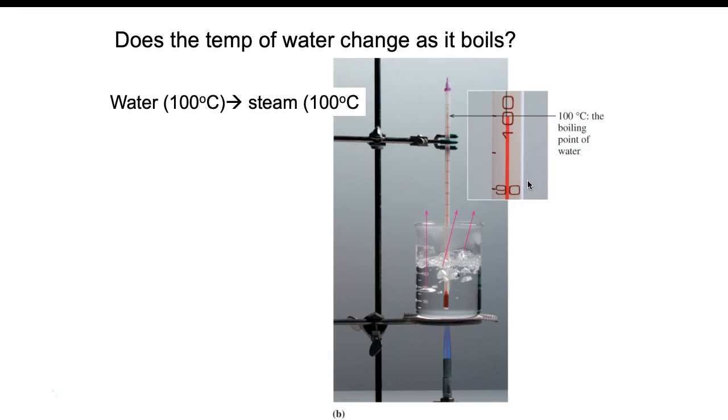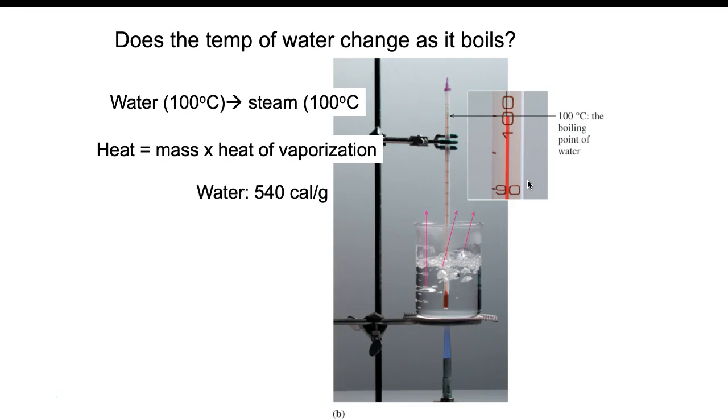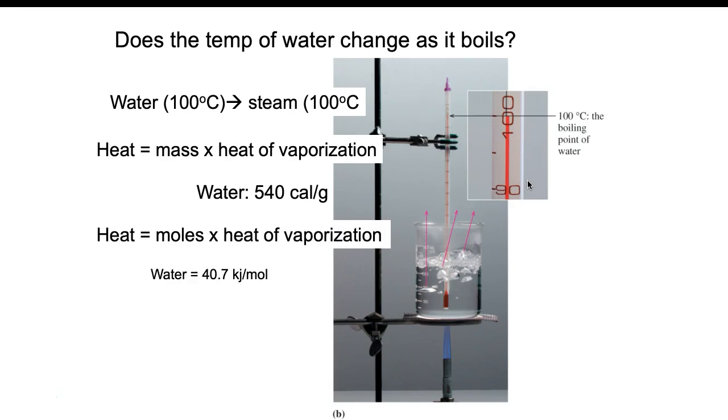So we have water at 100 degrees becoming steam at 100 degrees. In order to calculate the heat involved in this phase change, we need the heat of vaporization. And for water, it's 540 calories per gram. Now, if we have water in terms of moles, we can use a different value for that, and that's 40.7 kilojoules per mole.